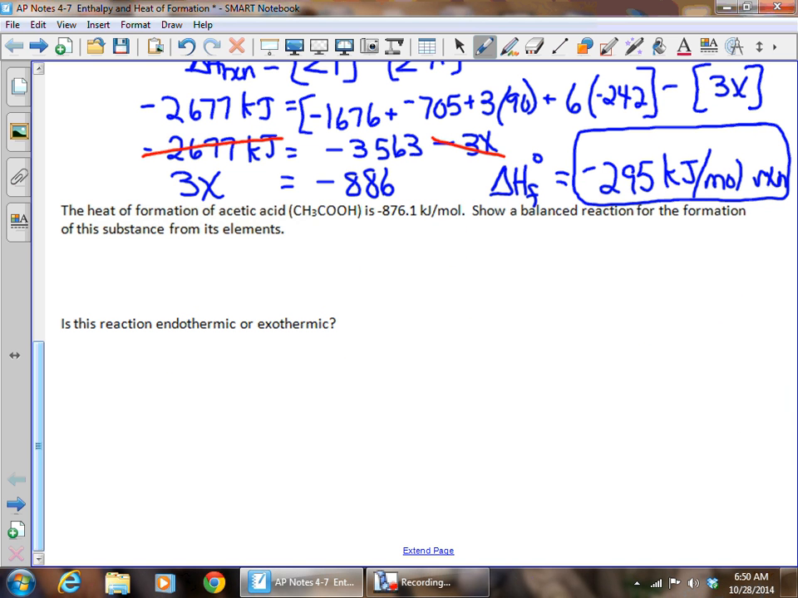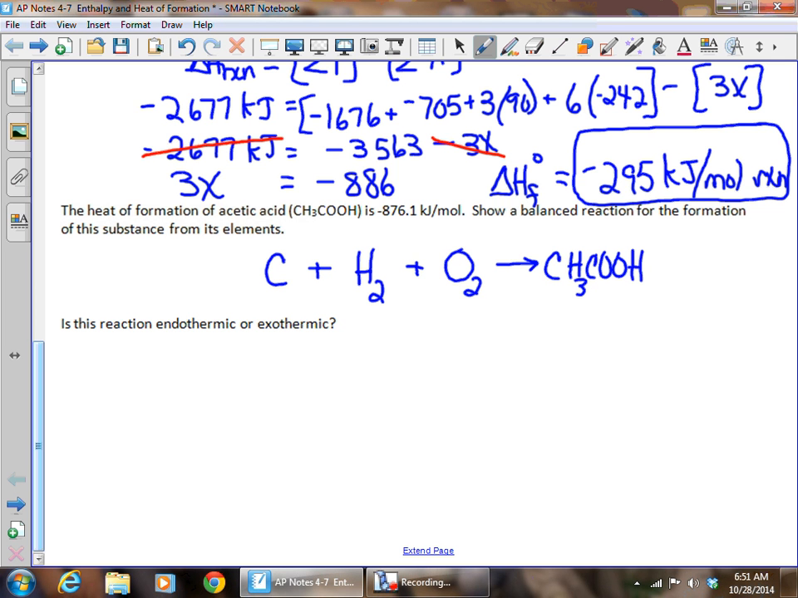It says the heat of formation of acetic acid is negative 876.1 kilojoules per mole. Show a balanced reaction for the formation of this substance from its elements. People get confused by this all the time, but all we're doing is taking the elements in their standard states, which is going to be carbon, hydrogen, and remember hydrogen's diatomic, oxygen also standard state, so it's going to be diatomic, and that's going to form CH3COOH.